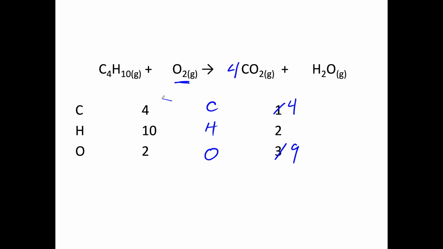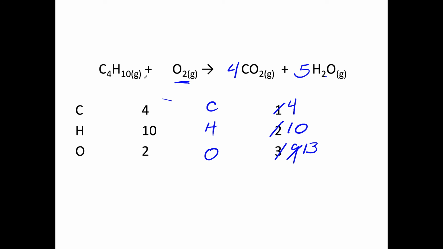Now, next is hydrogen. Remember, oxygen's last. So we got 10 over here. We have 2 on the right. And to get to 10 hydrogens, we need a total of 5 units of H2O. So I'm going to put a 5 here. 2 times 5 is 10. Beautiful. Now we've got to add the oxygens again. 2 times 4 is 8 plus 5. That should give me 13.